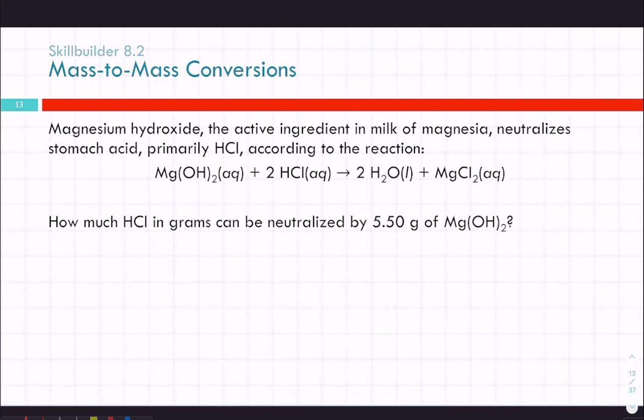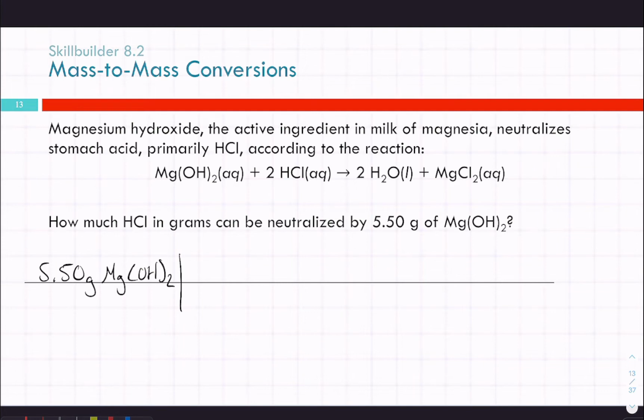How should we start this problem? Now that you've seen me do a few of them, what number should I write down first? What's given? Yeah, so 5.5 grams of magnesium hydroxide. Okay, good start. So if we have grams of magnesium hydroxide, then our next step, grams to moles. And how do we get moles of magnesium hydroxide? Molar mass, yes.